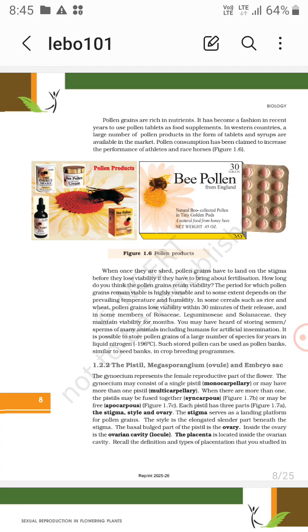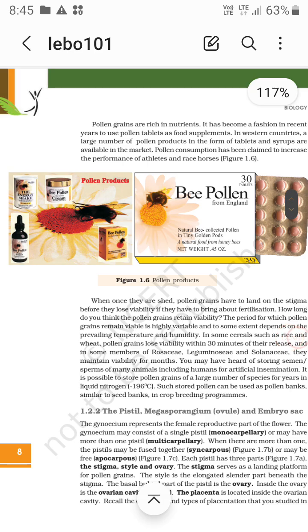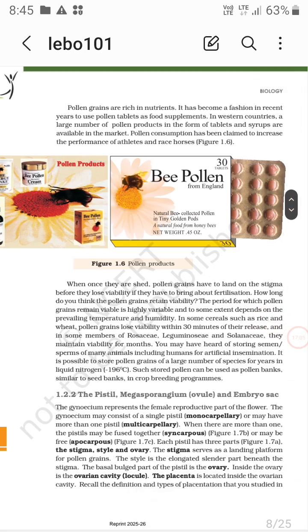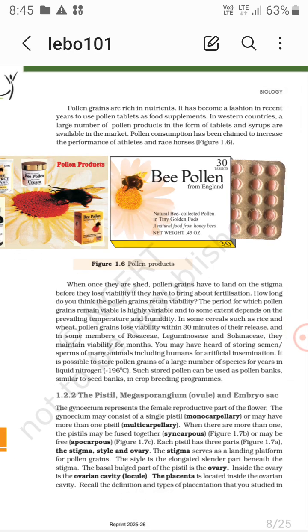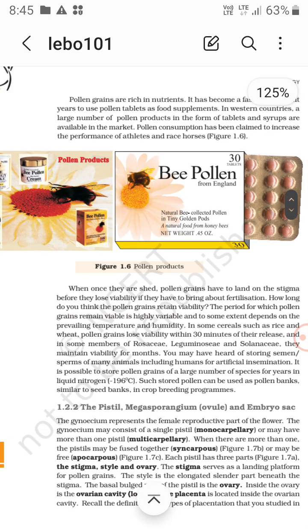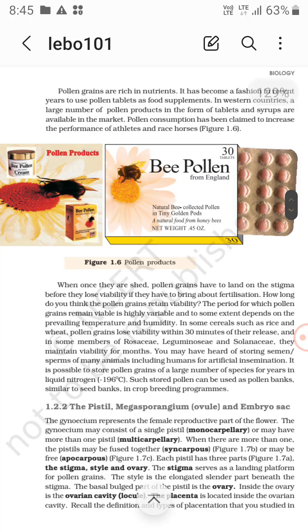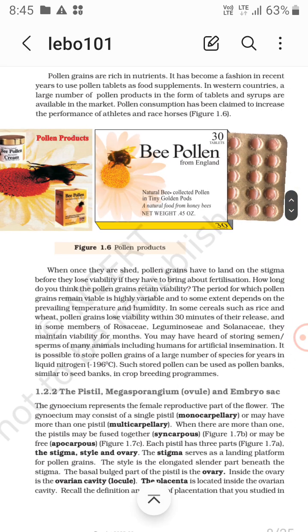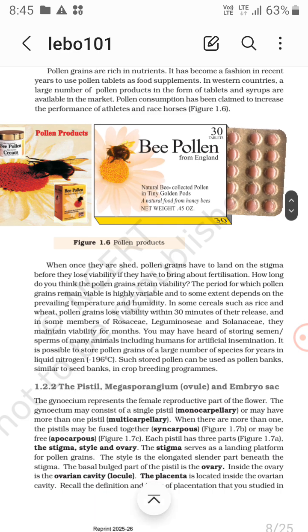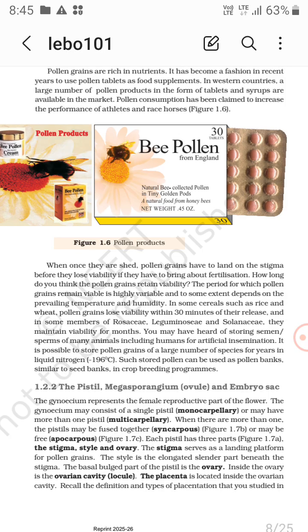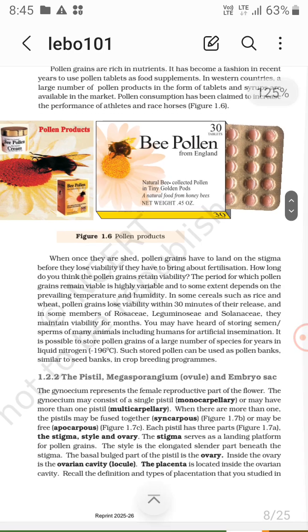Once they are shed, the pollen grains have to land on the stigma before they lose viability, if they have to bring about fertilization. There are also differences in the viability of different pollen grains.